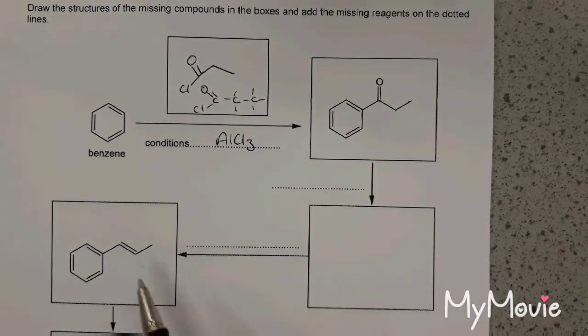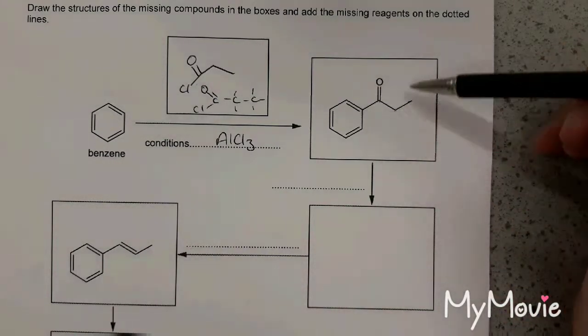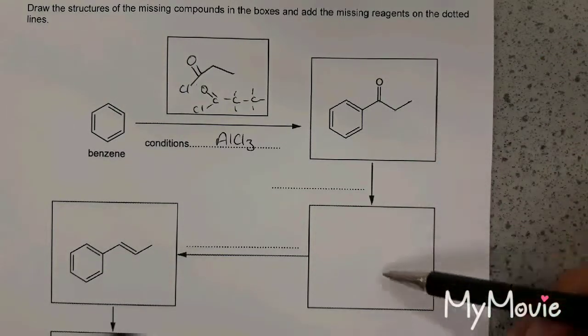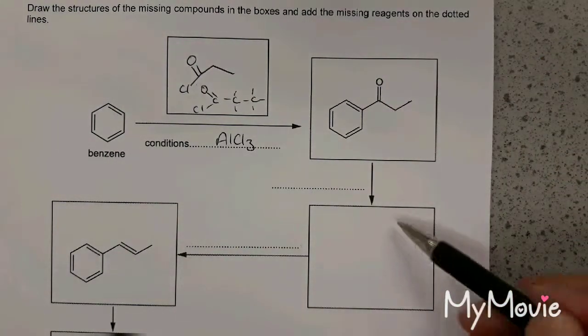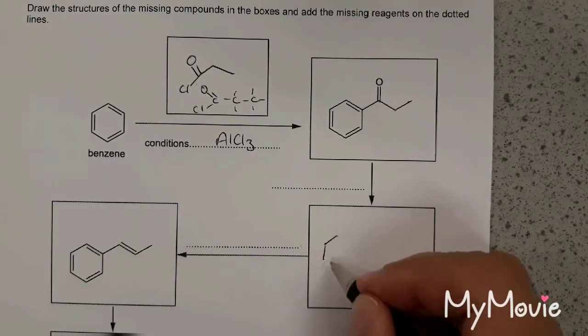Now I know that I can make an alkene from an alcohol. An alcohol can be dehydrated. An elimination reaction takes place to form my alkene. And I also know then that I can reduce a ketone into an alcohol. So therefore, that's my process. This, therefore, has got to be an alcohol. So if I follow the process through, keep the benzene ring.